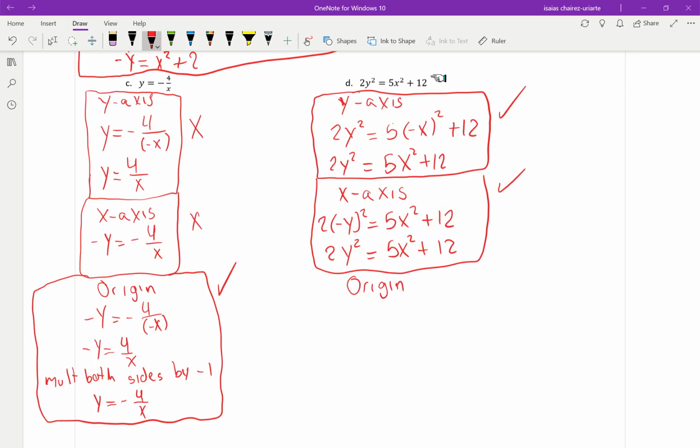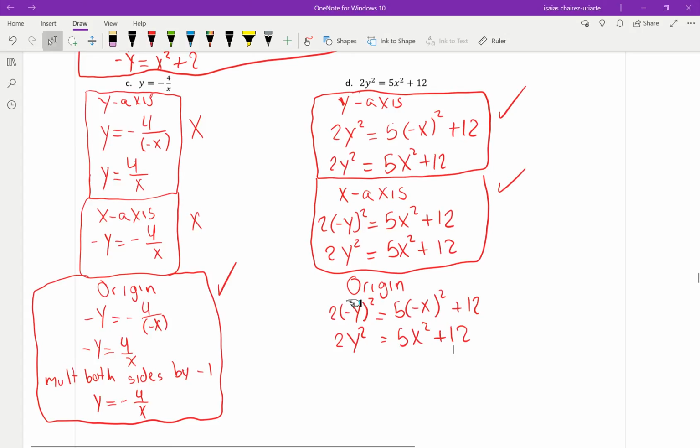Okay, so I've got to replace my x with negative x, my y with negative y. Well, that becomes 2 times negative y squared equals 5 times negative x squared plus 12. And then let me simplify this. Well, this simplifies just to 2y squared equals 5x squared plus 12. And remember, the reason is that negative y squared becomes positive y squared. So negative y times negative y is positive y squared.